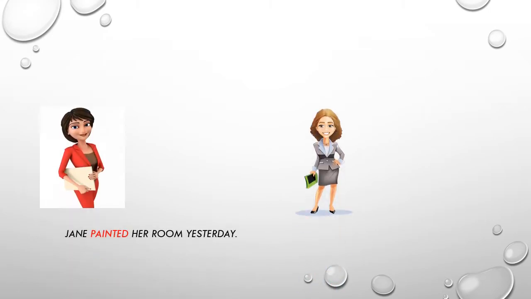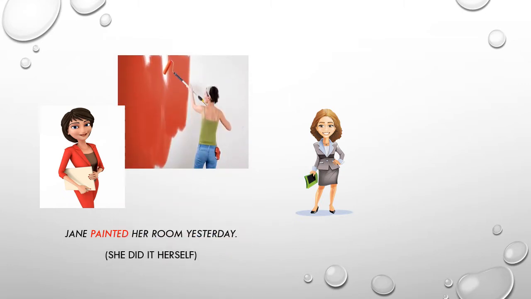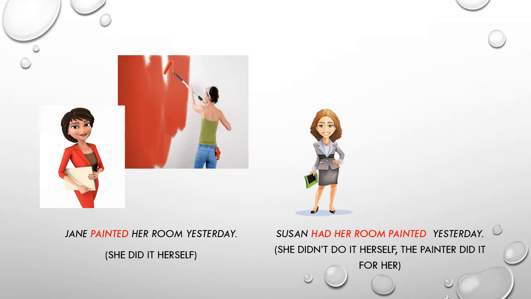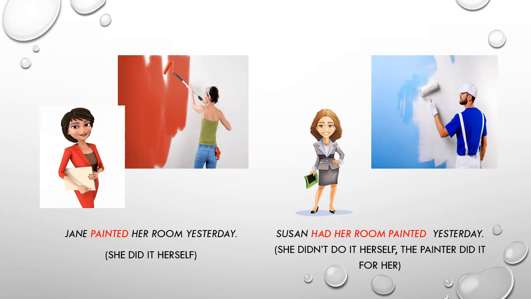Let's meet Jane and Susan. Jane painted her room yesterday and she did it herself. But Susan didn't do it herself. The painter did it for her, and we say that Susan had her room painted. In this sentence, we have the structure had her room painted, which is the causative form.